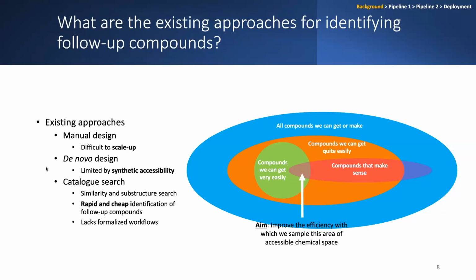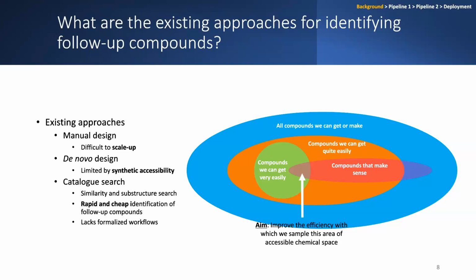So a way to circumvent this is just to look directly at commercial catalogs of compounds, because we can very rapidly and cheaply identify follow-up compounds in order to rapidly progress these fragment hits into something more interesting. So sort of classical ways of doing this are using things like similarity or substructure searches, but there aren't a whole lot of formalized workflows for how to do this, and also these aren't necessarily the most computationally efficient techniques.